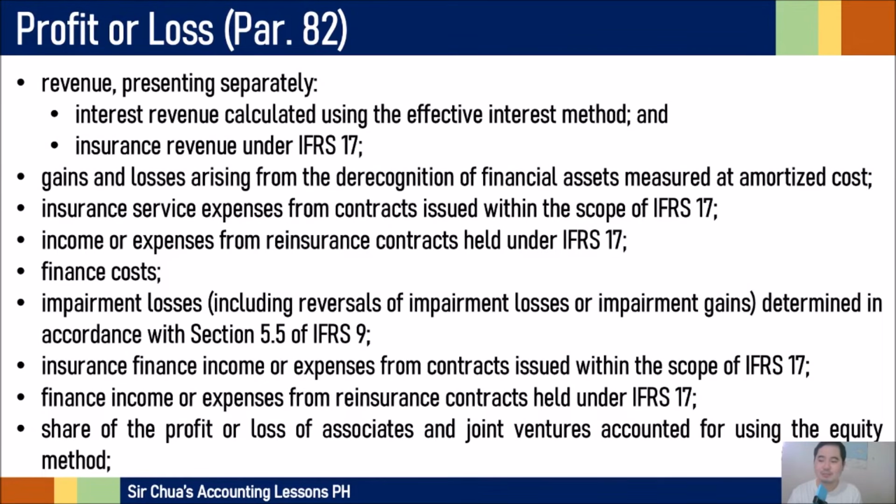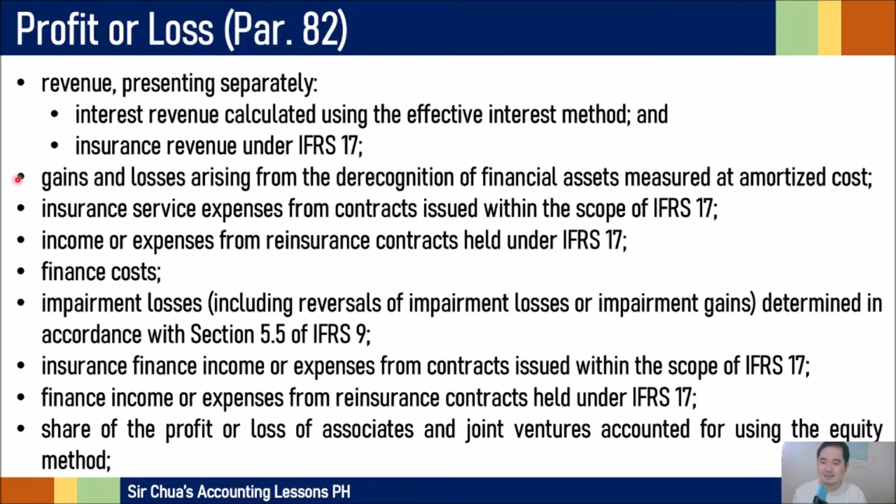Okay, ito po daw dapat yung laman ng ating profit or loss under paragraph 82. As you can see, meron po tayong mga additional items na nakalagay dito na IFRS 17 because the IAS 1 has already been revised as to the provisions po ng IFRS 17, which is insurance contracts. Okay, so first of all, you present your revenue, but basically, you need to present separately lahat po ng interest revenue and then yung atin pong insurance revenue under IFRS 17. But the standard specifically tells us na interest revenue using the effective interest method po.